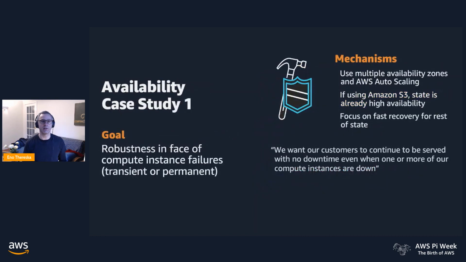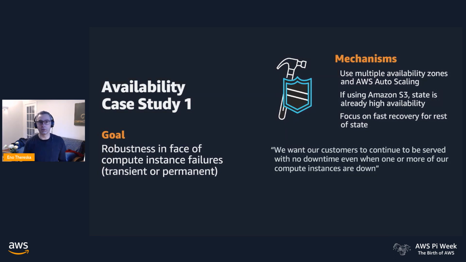In the first case study, we have a customer that wants its own customers to continue to be served with no downtime, even when 1 or more of their compute instances are down. So this first application might either be stateless, or all the state is stored in S3, so we're not worried about state in this particular case. How are we going to get robustness in face of compute instance failures, either transient or permanent? Well, let's use some of the mechanisms that we used in S3. In particular, let's use multiple availability zones where you can spread your instances across them.